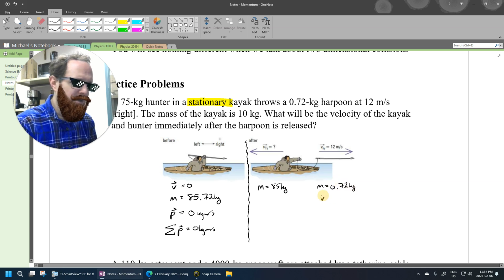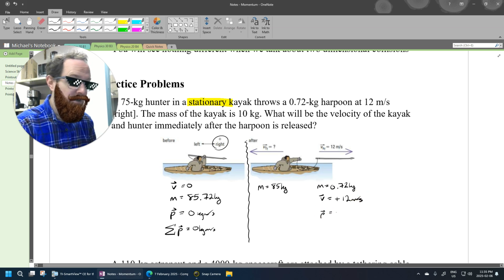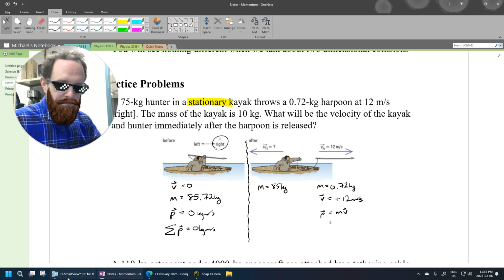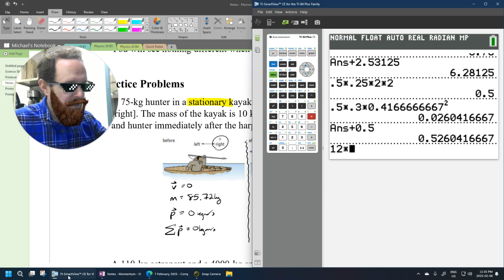All right, what we know about the velocity of the harpoon, we also have a sign convention. It says your right is positive, and the velocity of the harpoon is 12 meters per second, which also means we calculate its momentum by going mass times velocity. So let's pull out our calculator here. 12 times 0.72. Bam.